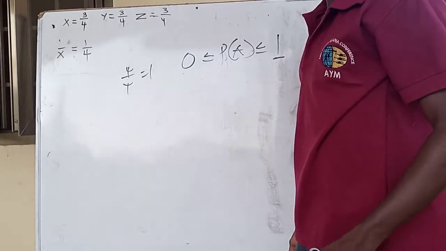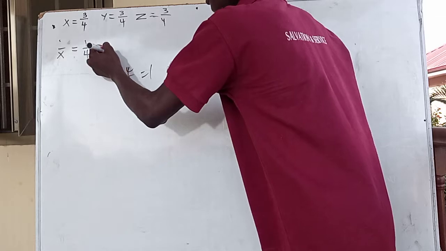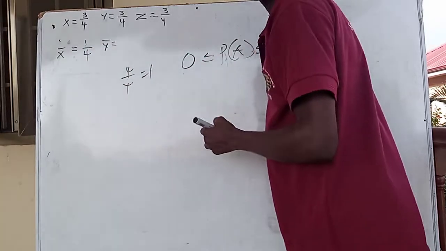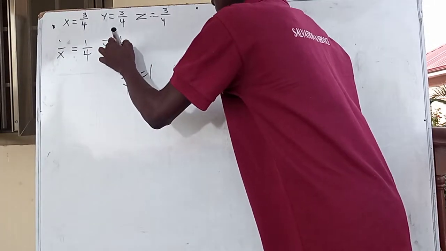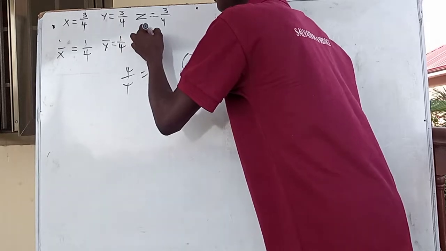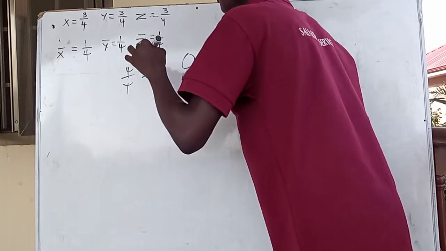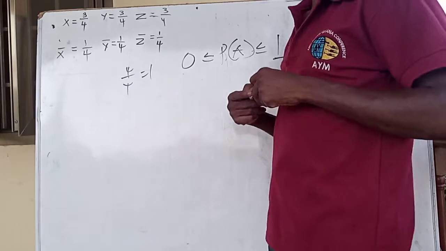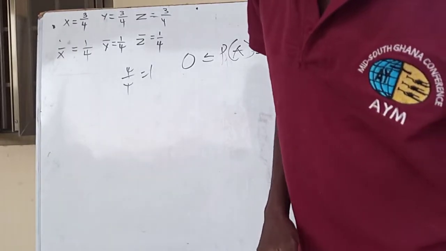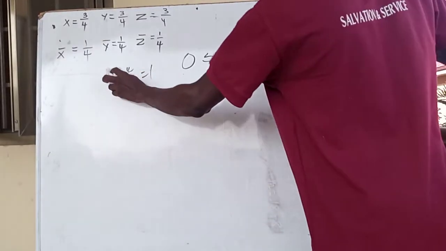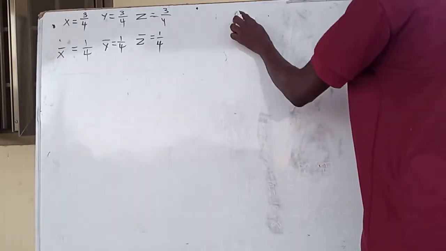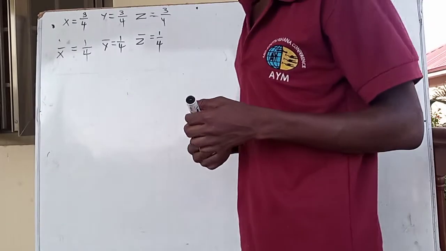The probability of Y not germinating is also 1/4, and Z not germinating is also 1/4. So you are done. That is the first aspect of the question. Now let's tackle the real question. It says find the probability that only one will germinate, right?